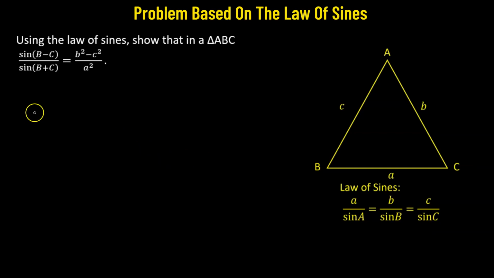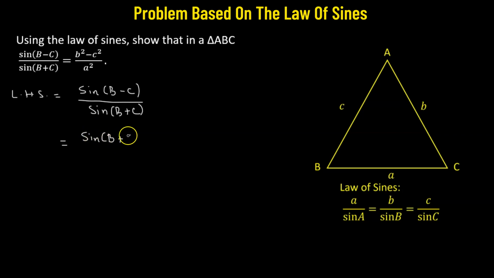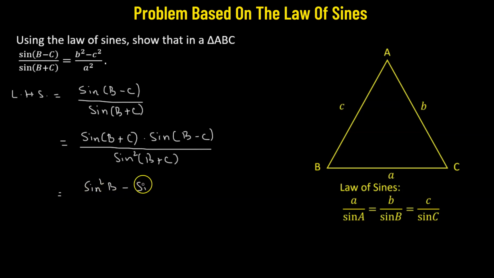Fine. Now let's begin. We'll start from the left hand side of the given problem. So here we have sine(B minus C) divided by sine(B plus C). Let's multiply both the numerator and the denominator by sine(B plus C), that is the denominator part. So we have sine(B plus C) times sine(B minus C) divided by sine squared (B plus C). Now the numerator, sine(B plus C) times sine(B minus C), is a standard formula. So this is actually sine squared B minus sine squared C.